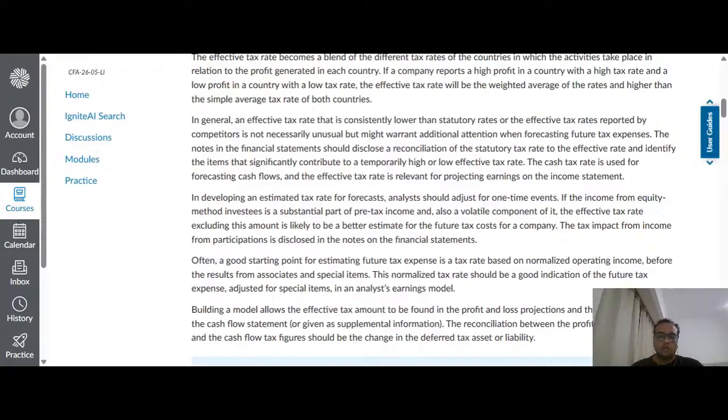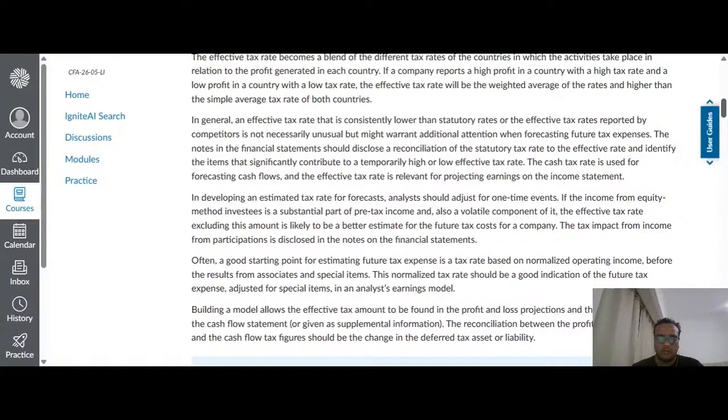Often, a good starting point for estimating future tax expense is the tax rate based on normalized operating income before the result from associates and special items. So, a good starting point for estimating your future tax expense is the tax rate based on normal operating income before the result from associates and special items. This normalized tax rate should be a good indication of future tax expenses, adjusted for special items in the analyst earnings report.